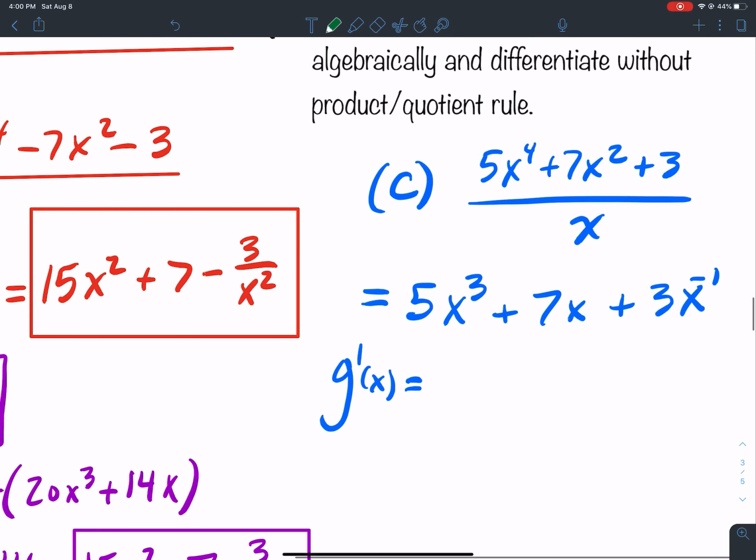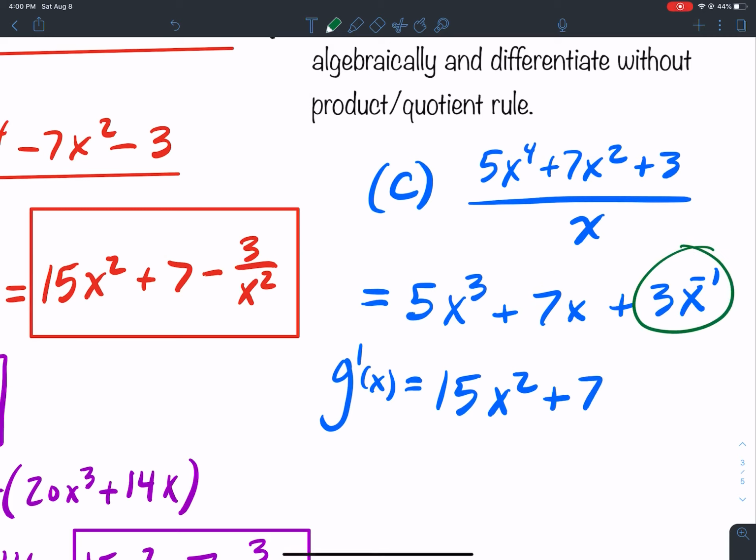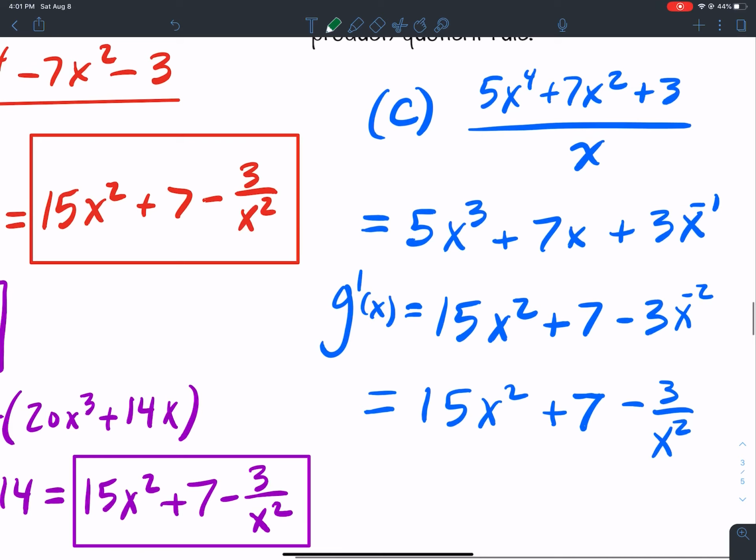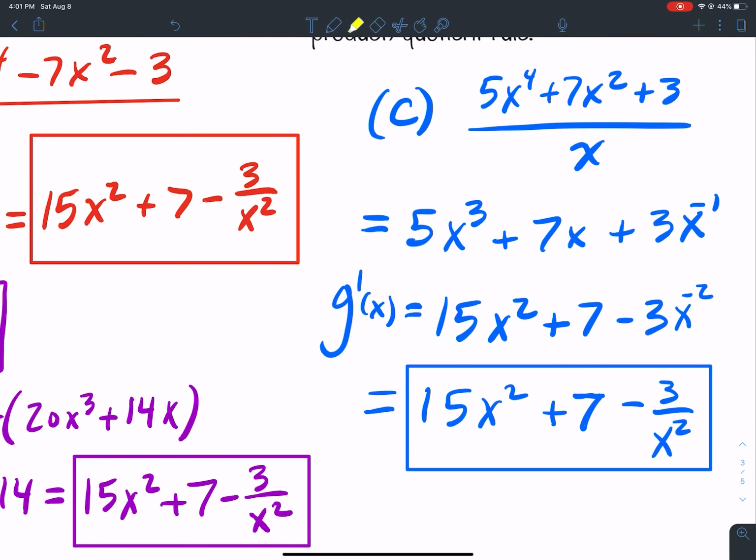So when I take the derivative of this, that's 15x, and then subtract 1 gets me squared. And then derivative of 7x is just 7. And the derivative of this, I bring the negative 1 out front. That's negative 1 times 3 is negative 3, and then minus 2. But remember, negative exponents go to the denominator, so that gets me negative 3 over x squared for my final answer there. And that just so happens to match all three of these here.